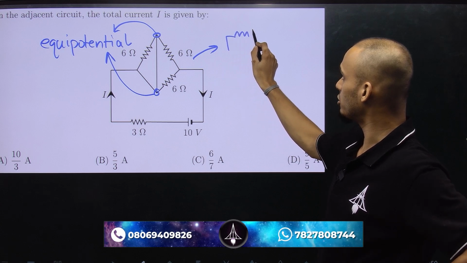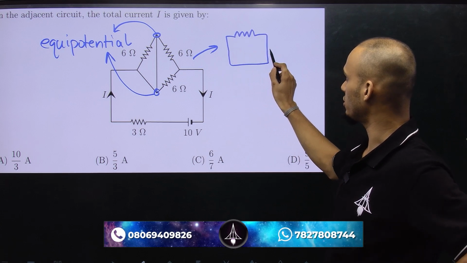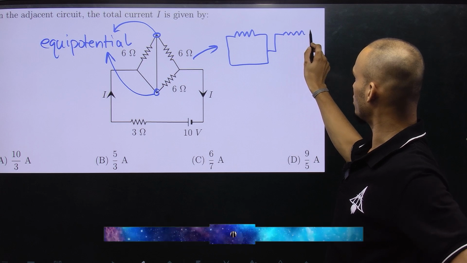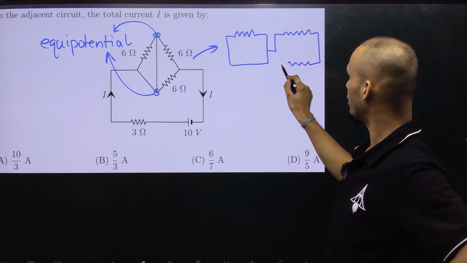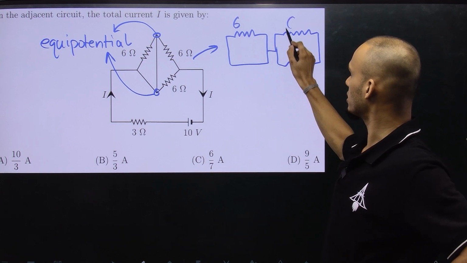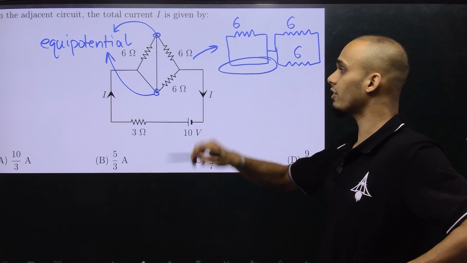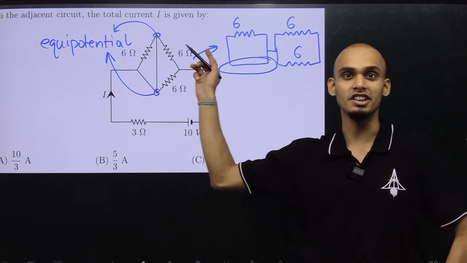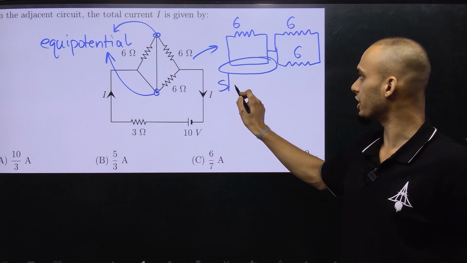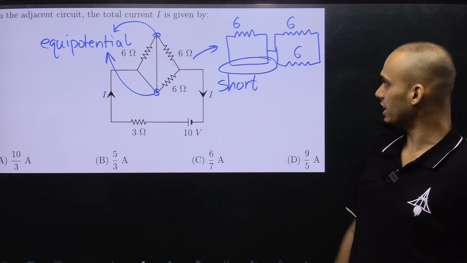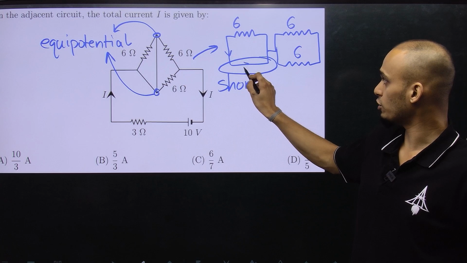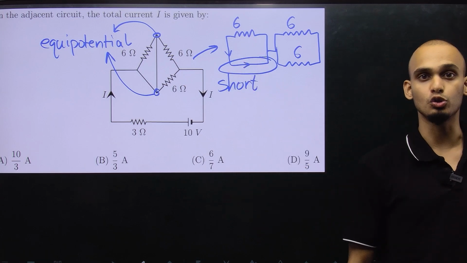You will have one 6 ohm resistor and one shorted resistor, and another 6 ohm resistor and a 6 ohm resistor connected in parallel, 6, 6 and 6. Now, whenever we connect a straight wire across a resistor, this is called a short circuit. And in this case, the entire current flows through the short wire and no current flows through the resistor.